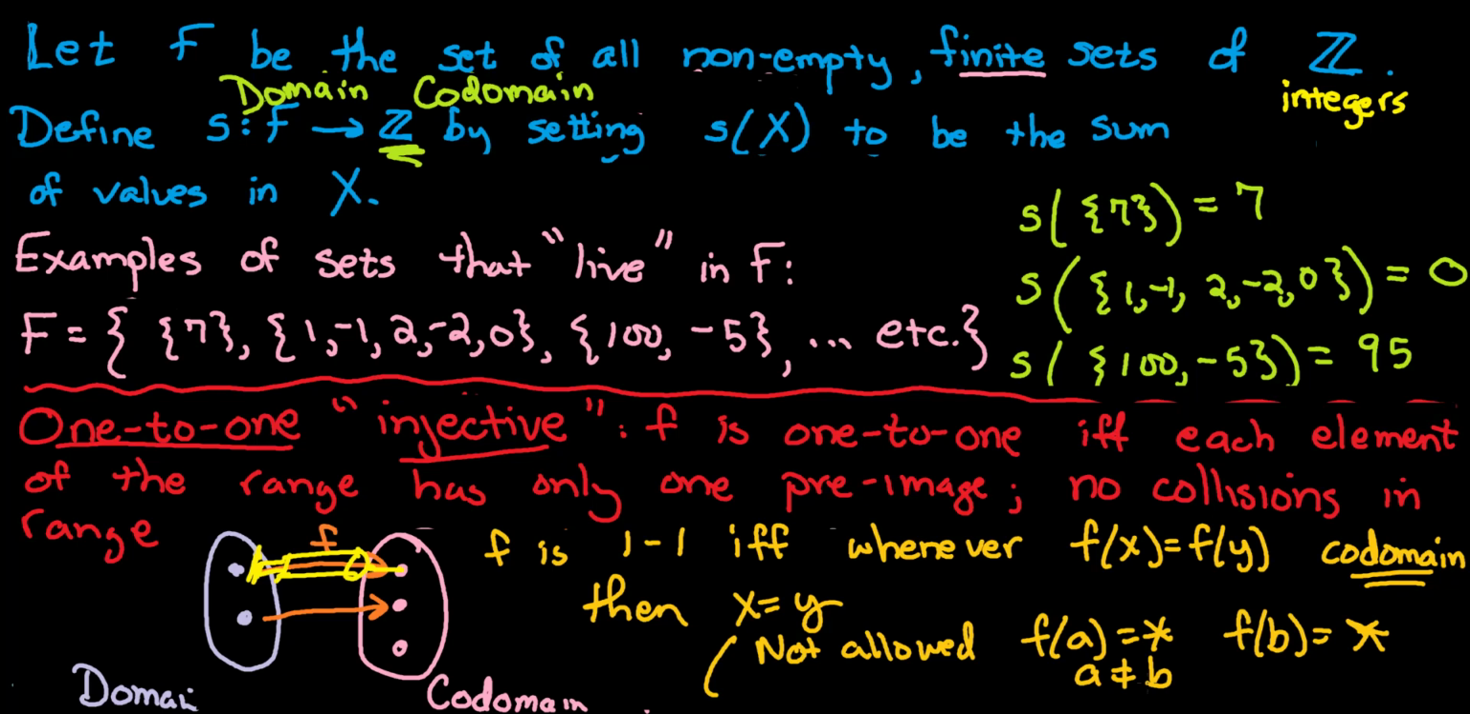Okay, so you might be thinking about the sum function up above and whether or not this is one-to-one or not one-to-one. So you want to think about some of the sets that live in F, and can you think of, let's see, here's a set 7 that maps to the integer 7. Can you think of some other sets that also map to the integer 7? Or the 0. Can you come up with some other sets that map over to 0? Are you having collisions over in that codomain of integers?